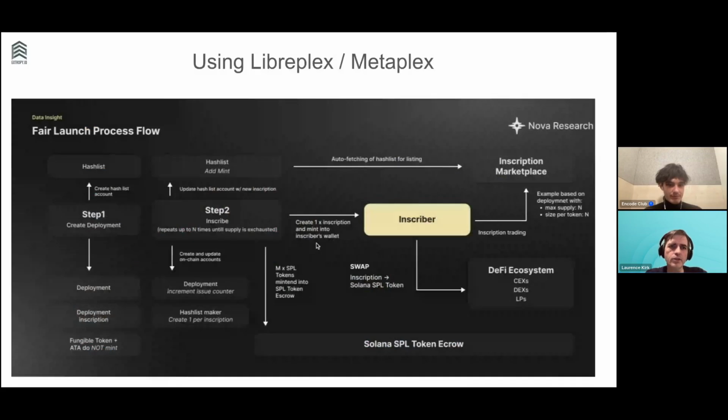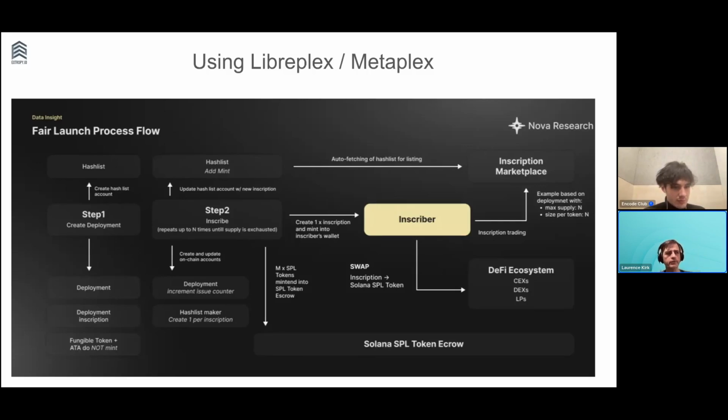Okay, so the complicated diagram. Again, thanks to Nova Research for doing this. I hope this is going to make some sense. It does get a little bit complicated. But as I say, the idea, if you want to do something like this, is you start off with some deployment, which could be a fungible or a non-fungible token. So you create that initially.